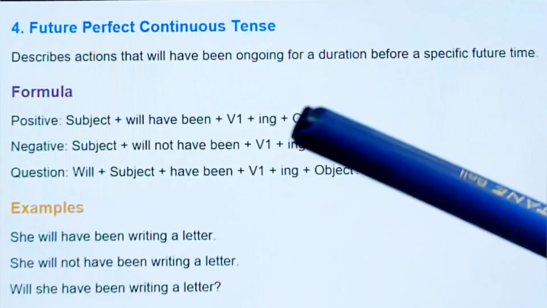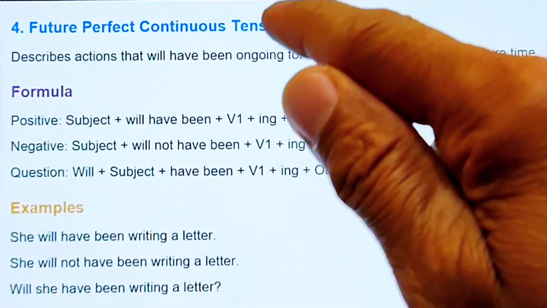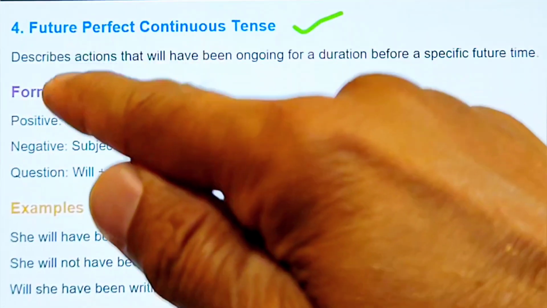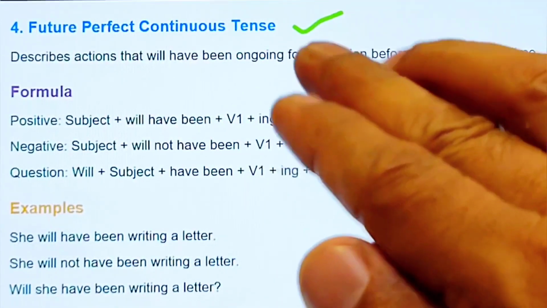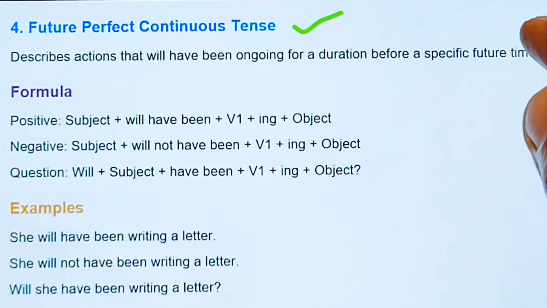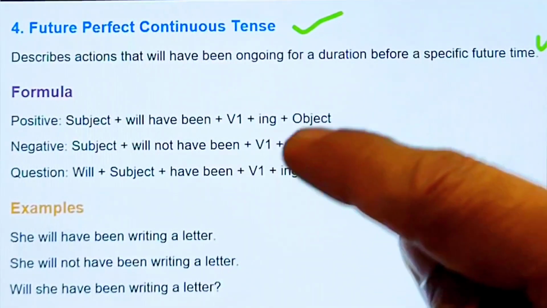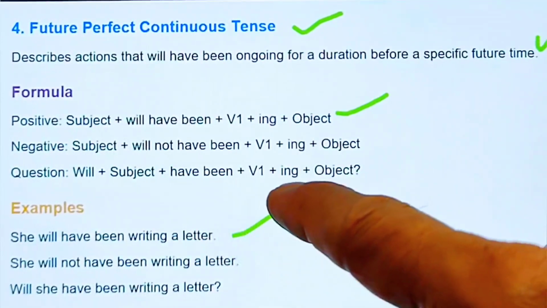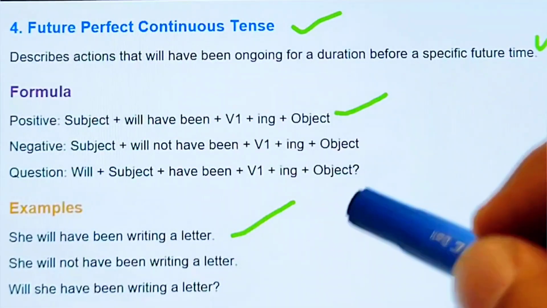Let's move on to the next tense, and the next tense here is future perfect continuous tense. We have the definition here. This describes an action that will have been ongoing for a duration before a specific future time. This is the definition. And let's take the formula and example. This is the formula, and this is the example. A simple positive sentence.